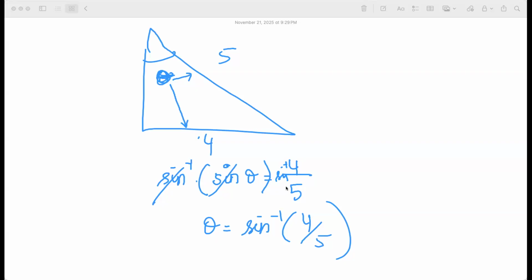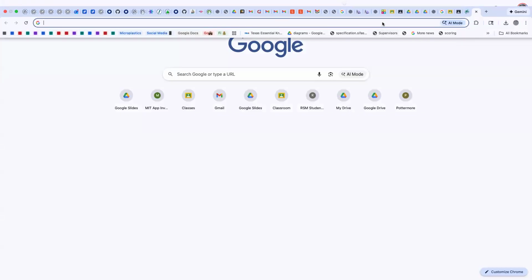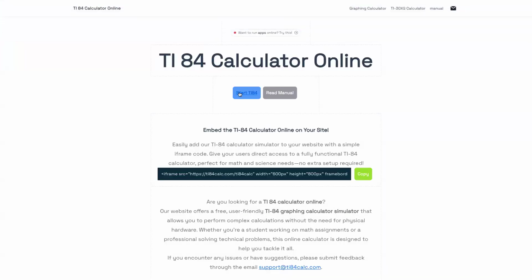So I'm going to go to Google. Let me see. I want to show you how to find it as well. These are simple ones, but pretty important ones. Why is my Chrome not there? Okay, Chrome is here. TI-84. This is what you're going to use.